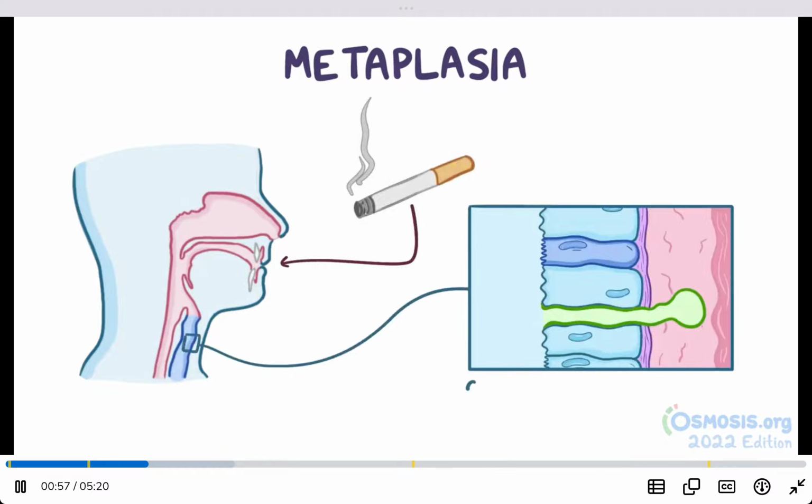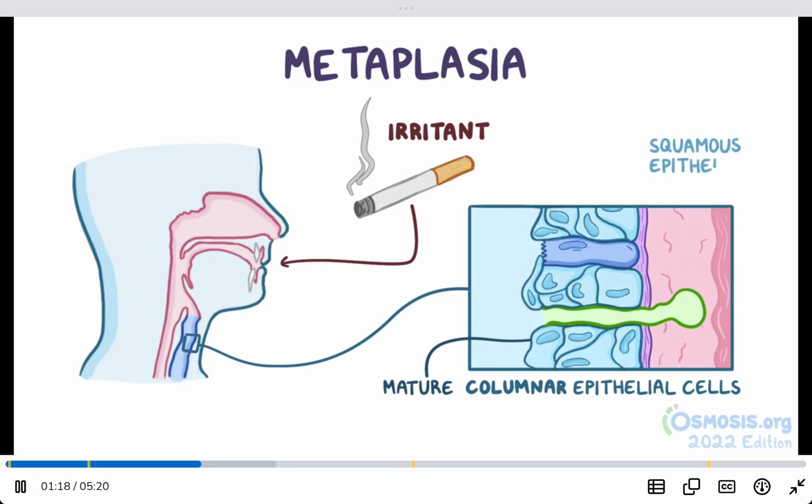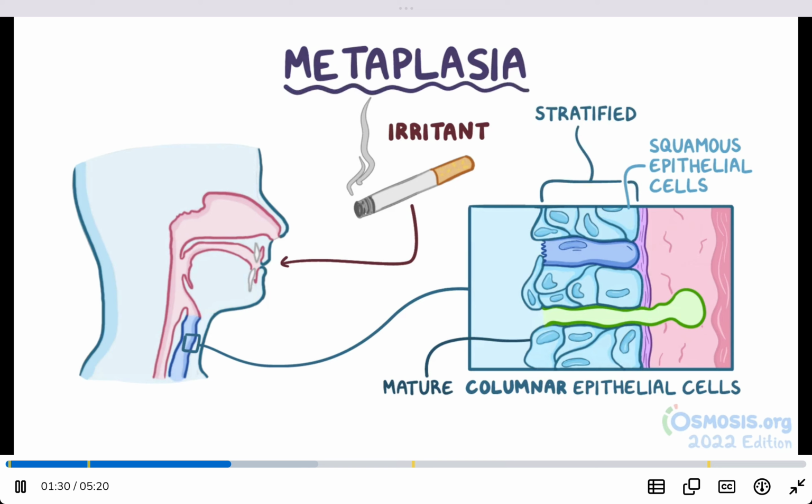Our airways are lined with columnar respiratory epithelial cells, which generally work well with air breathing, but not so well when faced with an irritant such as tobacco smoke. In response to the toxins in the smoke, already differentiated, mature columnar respiratory epithelial cells are replaced by stem cells undergoing differentiation into sandbag shaped squamous epithelial cells, which become stratified, meaning that they form layers on top of one another. This replacement of already differentiated mature cells by another type of cell is known as metaplasia.